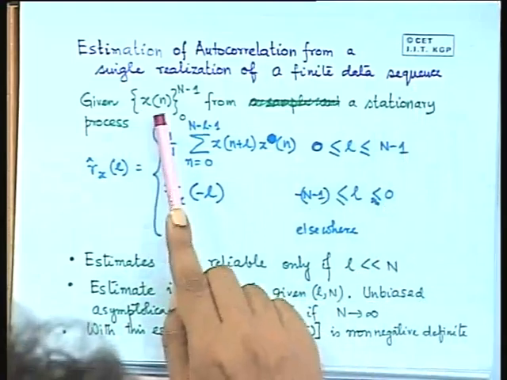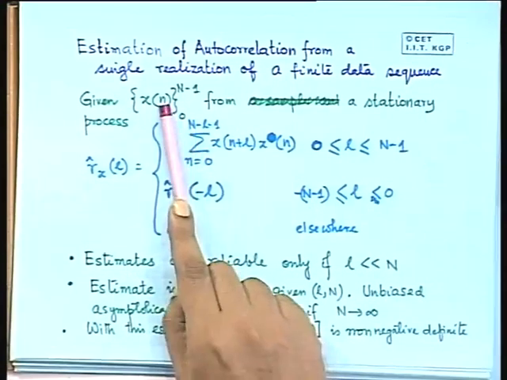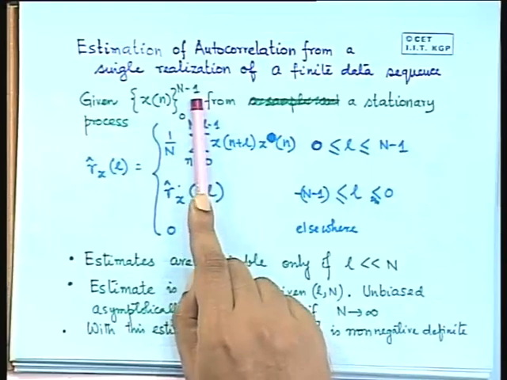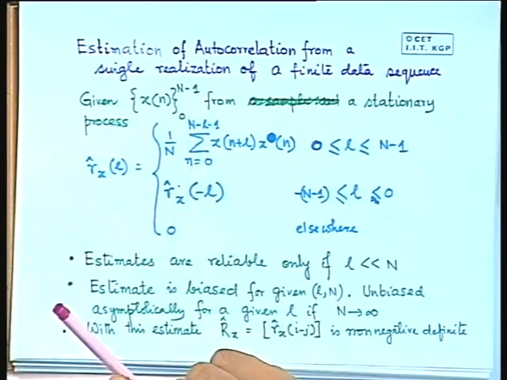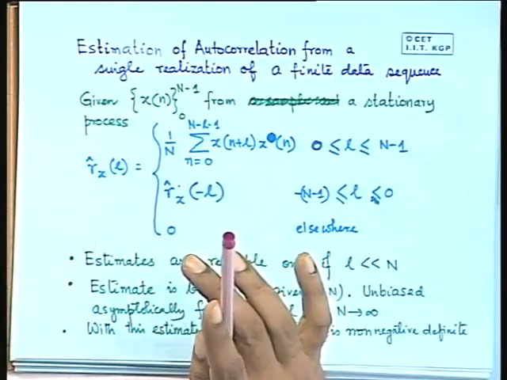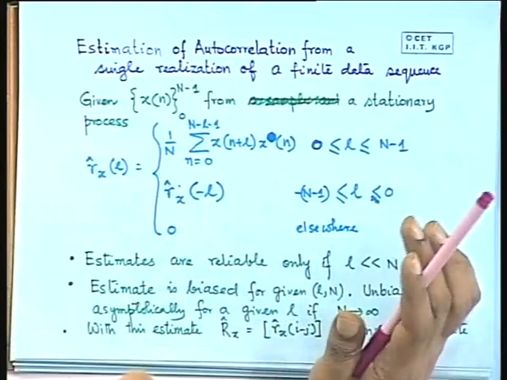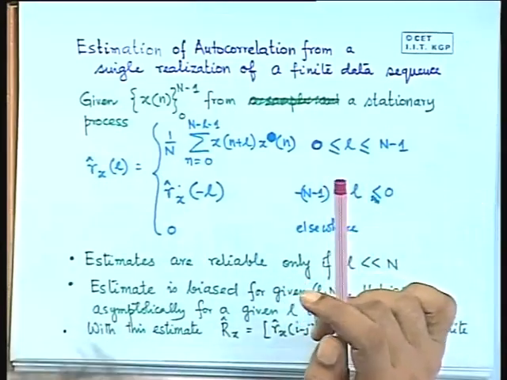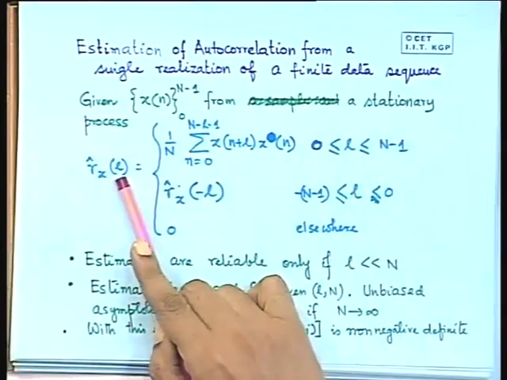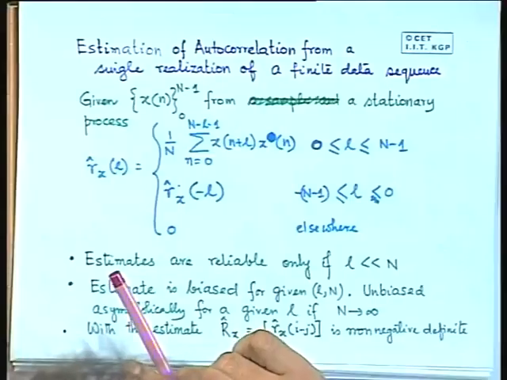So we have a data sequence x[n], from time 0, for n equal to 0 to n equal to capital N minus 1. So we have capital N number of points and only one sequence. Now, we obviously assume a stationary process, because unless you assume a stationary process, you cannot write it as R_x[l], right?